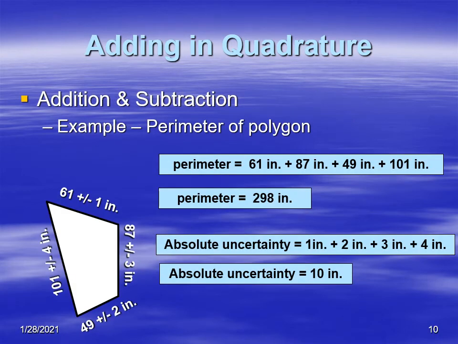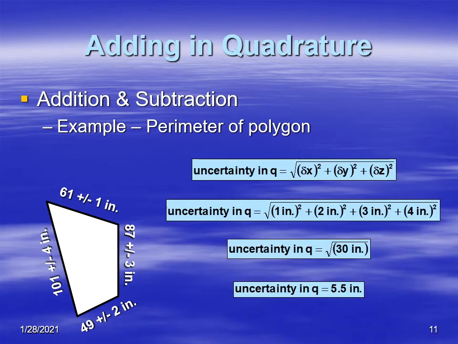This is the example that we used last time. We looked at a polygon, and when we looked at systematic errors, we added each one of those uncertainties. We had a pretty sizable uncertainty. We had a perimeter of 298 inches around that polygon, and we added up the uncertainties, and that gave us 10 inches. If we use quadrature, that'll give us a more probable error.